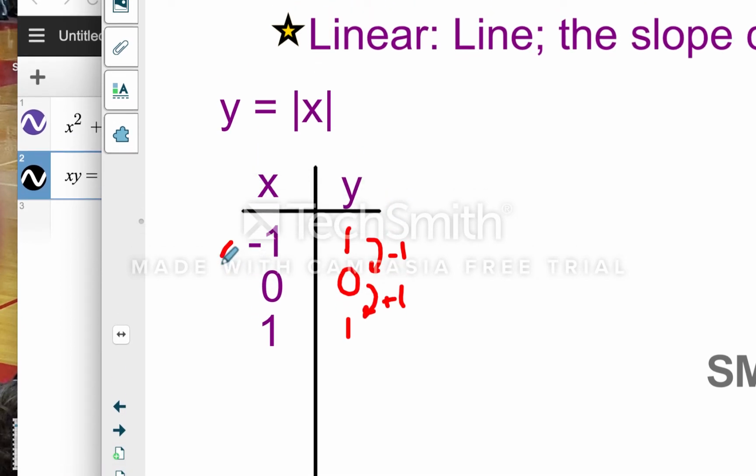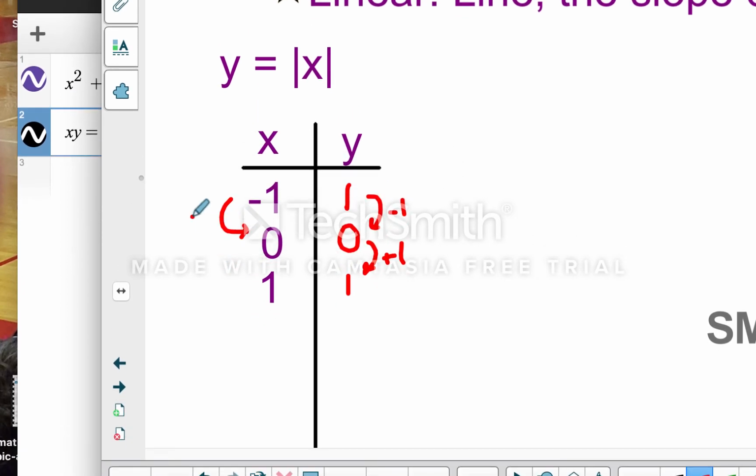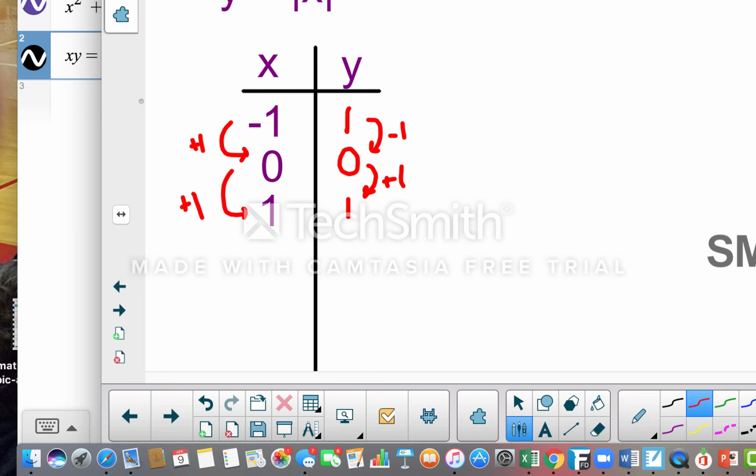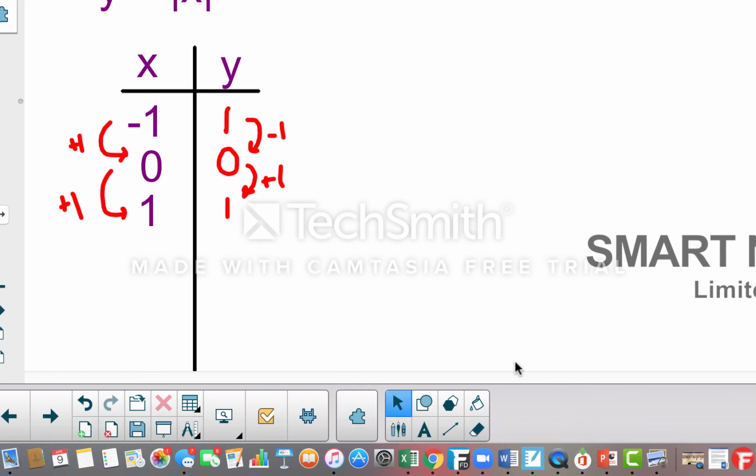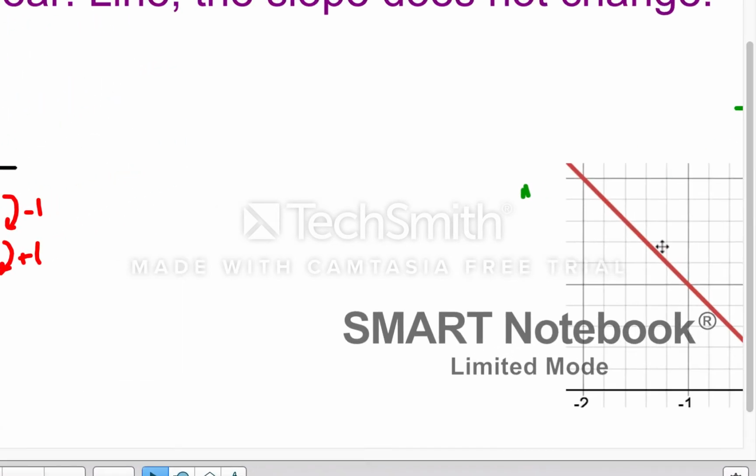If you look at x, it's positive, and then it's positive again. So that's not a constant slope. The slope is changing here. So this would not be linear. And I actually graphed this using the site Desmos.